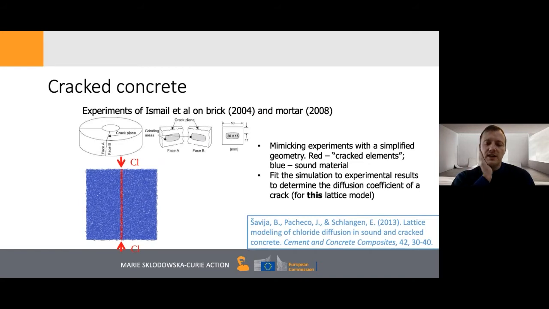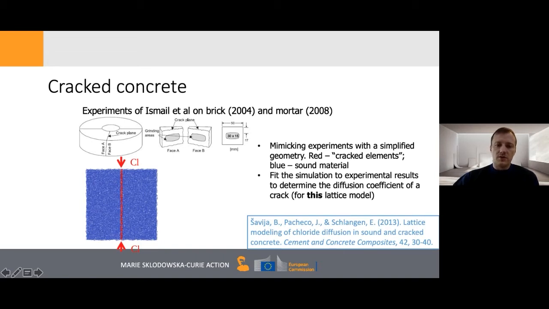Now, my interest during my PhD was more in investigating how cracks in the concrete influence chloride transport. So I focused on also introducing cracks in the material. And the transport properties of cracks are not necessarily known. So what I did is I tried to simulate very simple experiments in order to inversely calculate the transport properties of a crack.